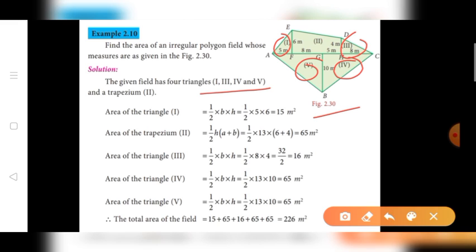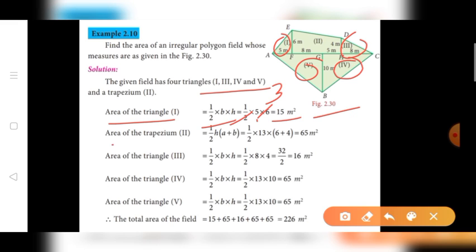This 4 one is triangles. Then the second one is a trapezium. Area of the triangle formula is half into base into height. Base value 5, height value 6. Half into 5 into 6, cancel the 2, 3 2s are 6, 5 3s are 15 meters square.